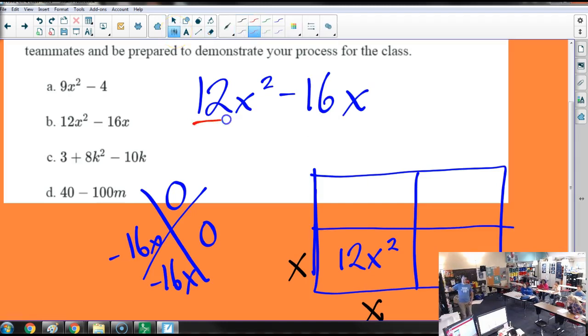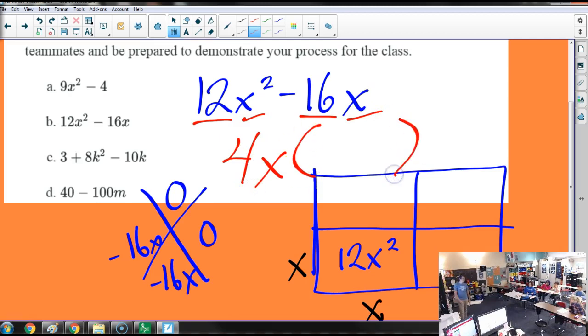Why do you need help remembering which one is A and which one is B? What do 12 and 16 have in common? They're both 4. What do this and this have in common? They're both X's. Take it out: 4x and 4x.